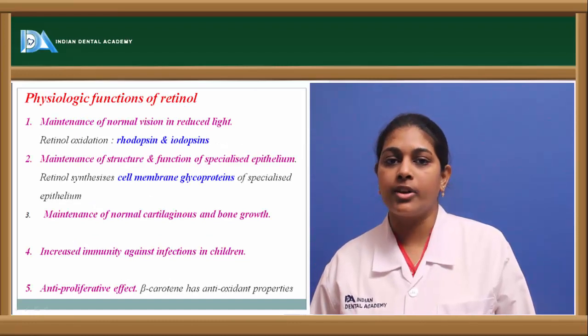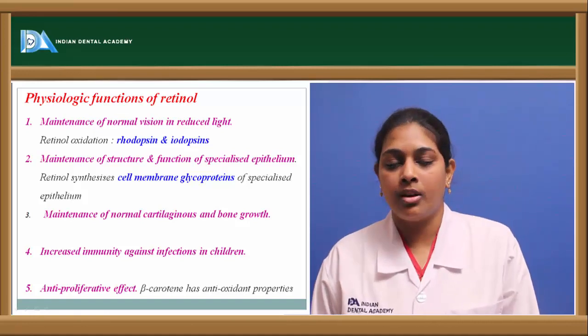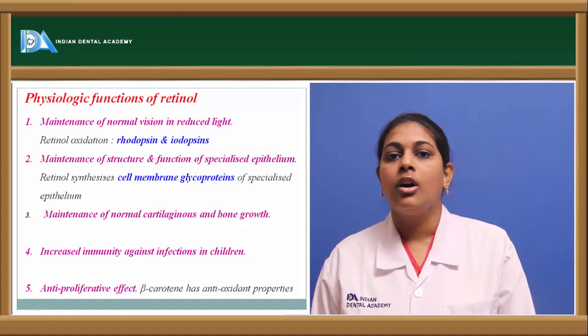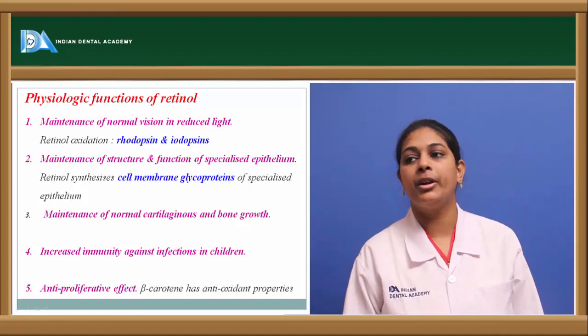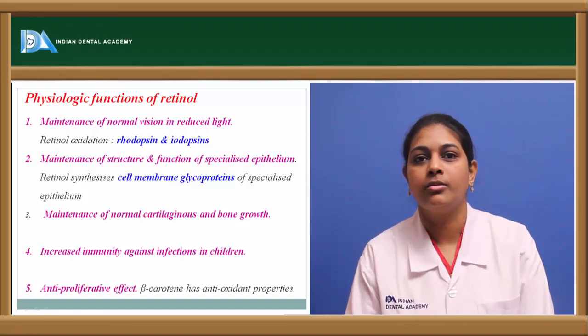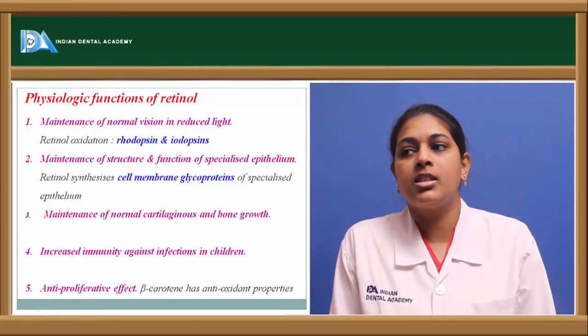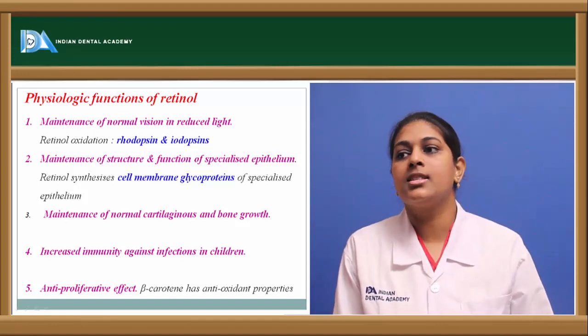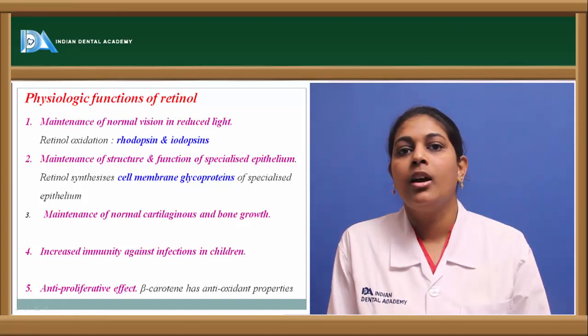And coming to the major functions of retinol, that is vitamin A, it helps in maintenance of normal vision in reduced light. Because retinol undergoes oxidation, it produces two pigments, that is rhodopsin and iodopsin. Rhodopsin is a pigment usually present in the rods, and it is sensitive to light, whereas iodopsin is sensitive to bright light, and it is usually present in the cones. Once these pigments are exposed to radiant energy, they are converted to nerve impulses, and thereby vision is produced.